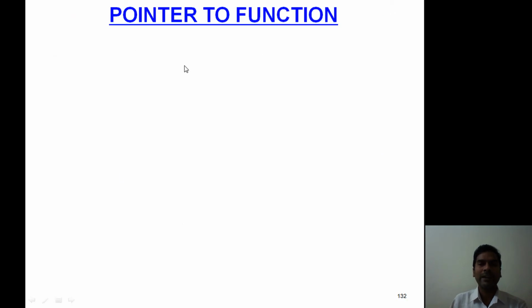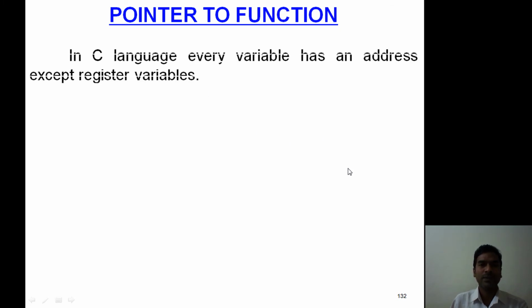Next concept, pointer to function. It is also possible to establish a link from pointer to function. This is an important point. In C language, everything has some address except register variables. Why? Because for register variables, memory is allocated inside the register unit. So in register unit, there is no concept of addresses. Hence, except register variable, for each and every one, it has some address.